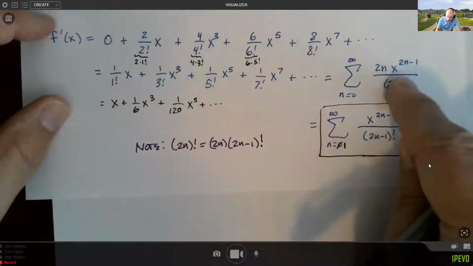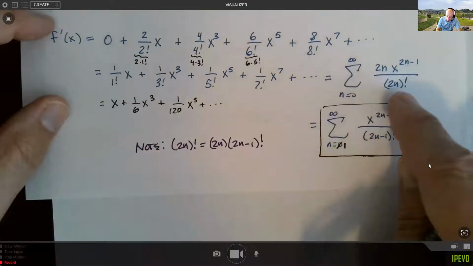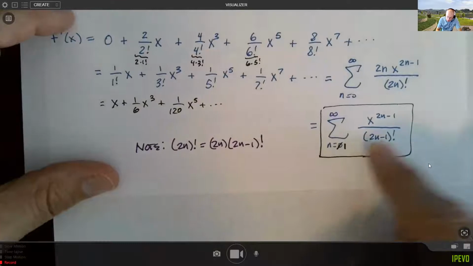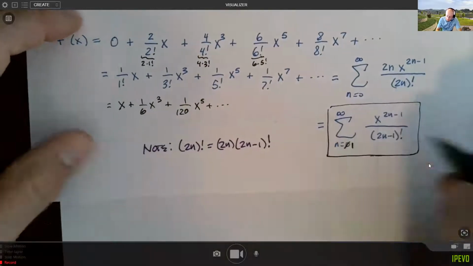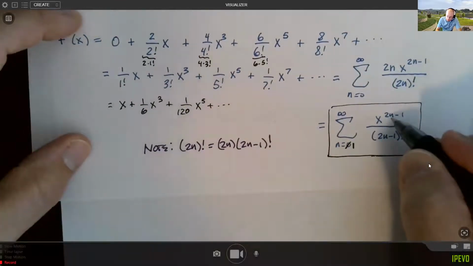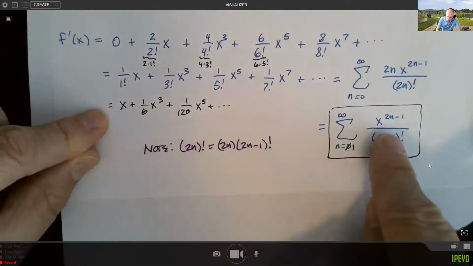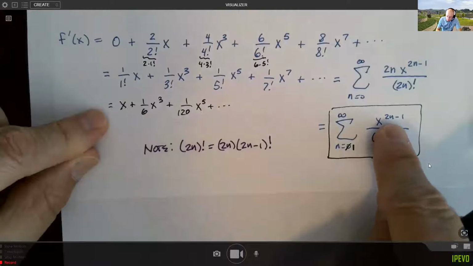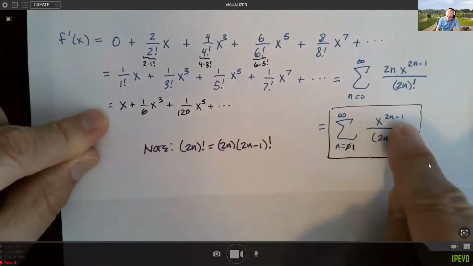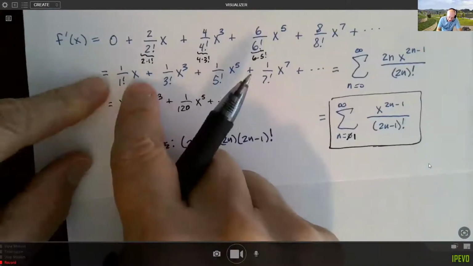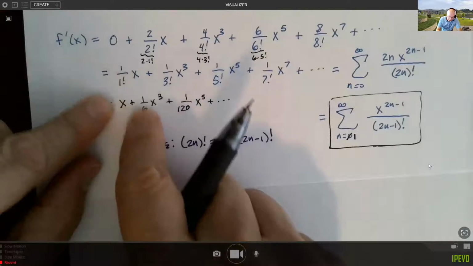It will work up here because we have the 2n, and now that we've lost that, we don't want to deal with a negative factorial. But with n equal to 1, now we'll start. 2 times 1 is 2, minus 1 is 1. I get x over 1 factorial. That's the first term, x over 1 factorial, which is just x.